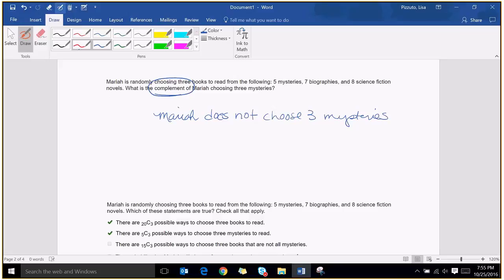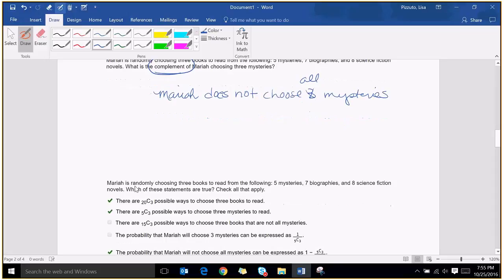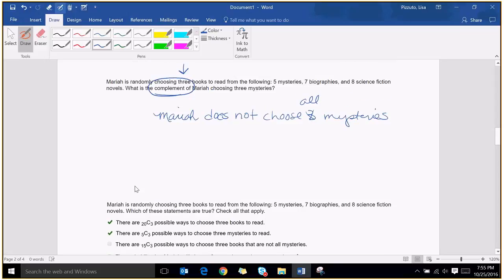And you could also say does not choose all mysteries. That would also be a complement because she's choosing 3 books. Do you know what I mean? 3 books, so one of them can be mysteries. Right. So you could have 1 mystery book or 2 mystery books, but as long as they're not all mystery books. Okay? Yes. All right.